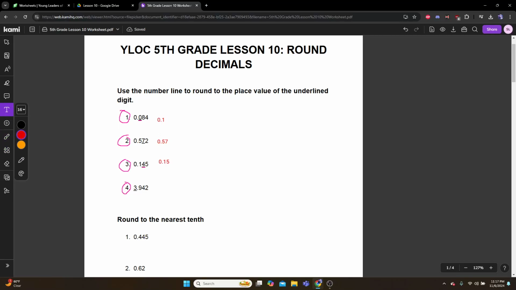Okay, and for this, 3 is the underlined digit, and since 9 comes after it, we know that the 3 would round to a 4. So for number 4, it would just be 4.